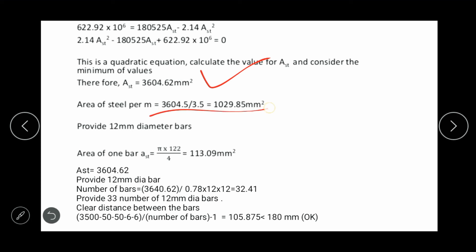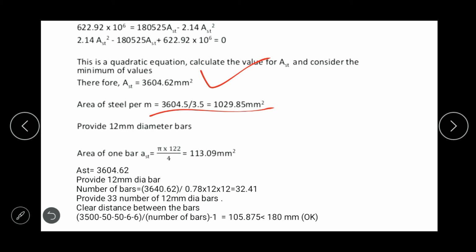In order to calculate the spacing in between the bars, we need to calculate the area of steel per meter. So per meter area of the steel is equal to 3604.5 divided by 3.5, that is equal to 1029.85 mm square. So let us provide 12 mm diameter bars. So area of one bar is equal to pi by 4 into D square, that is 12 square.